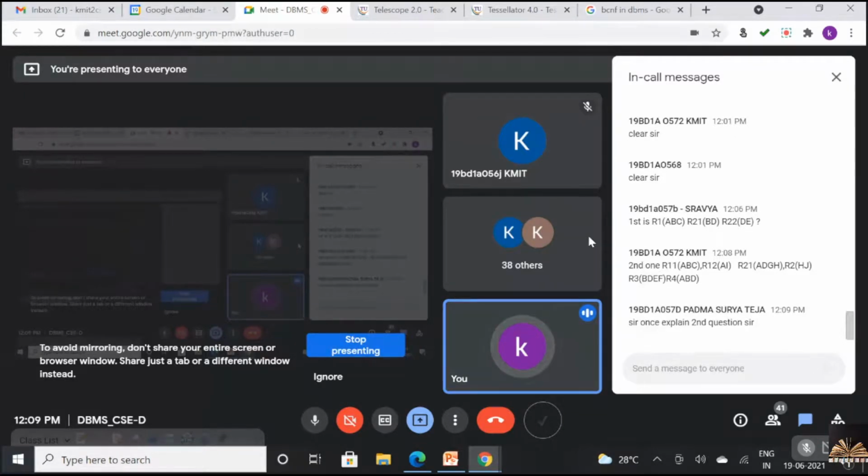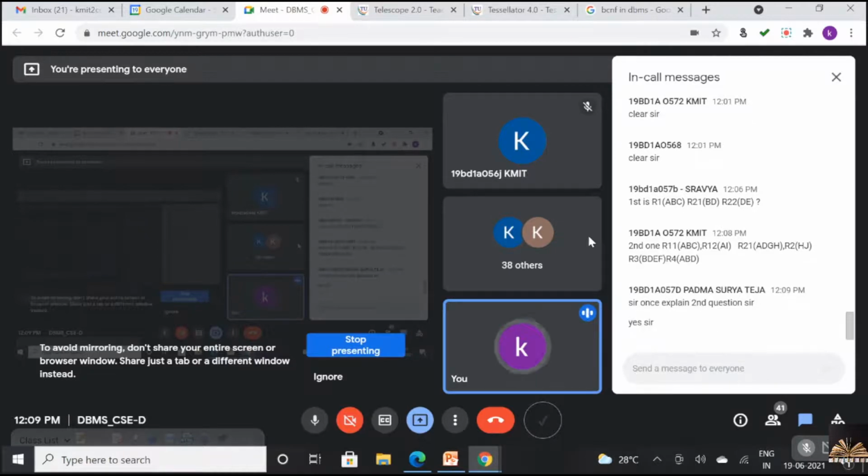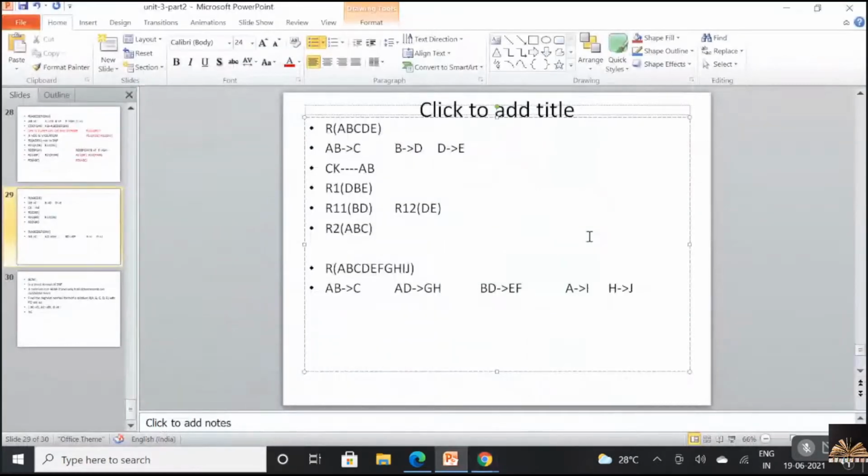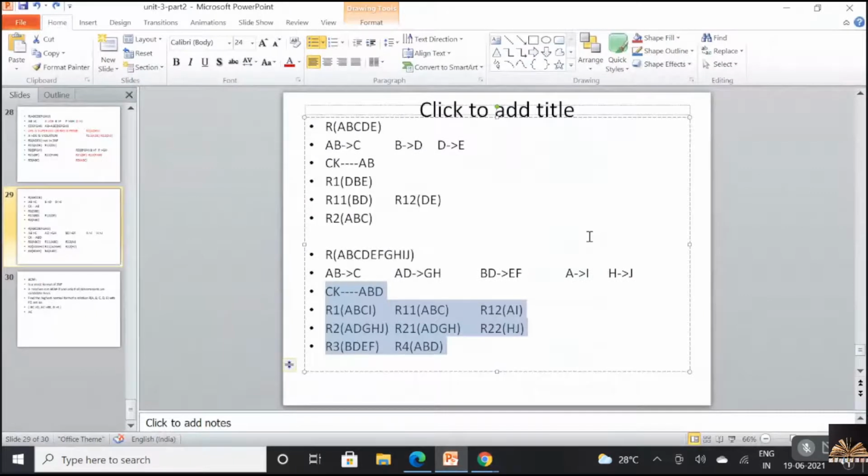Explain the second question. Which one, Ma? The one which I've given now? Surya? Yeah, okay. Right, Ma. See, firstly, you have to figure out the candidate key, Ma. And I think all of you know how you figure out the candidate key. So, candidate key is ABD, right?